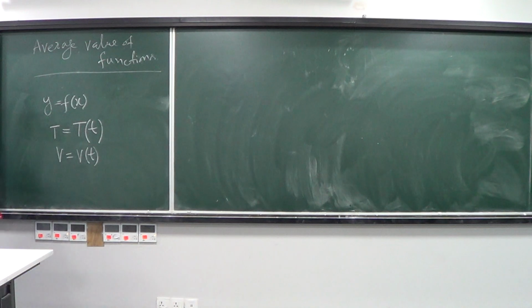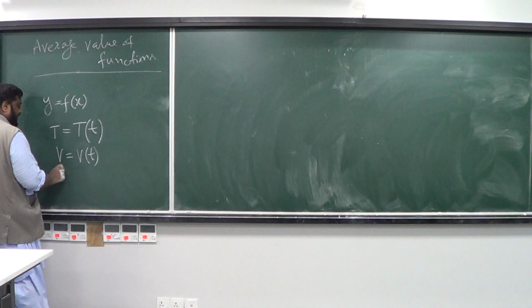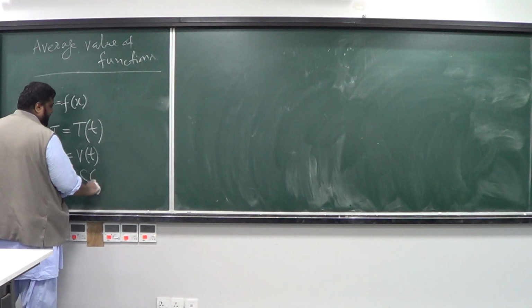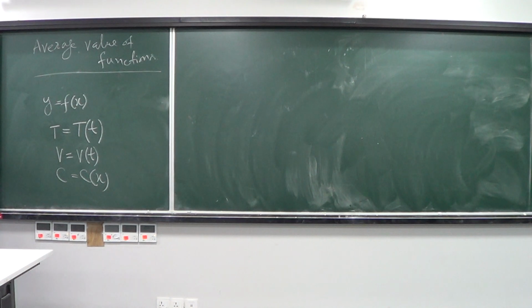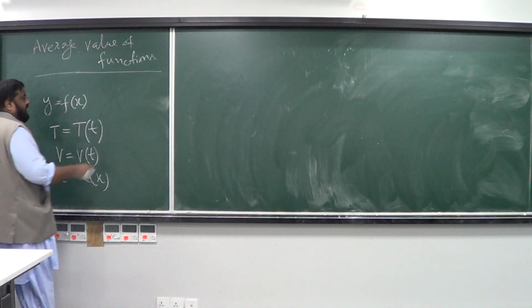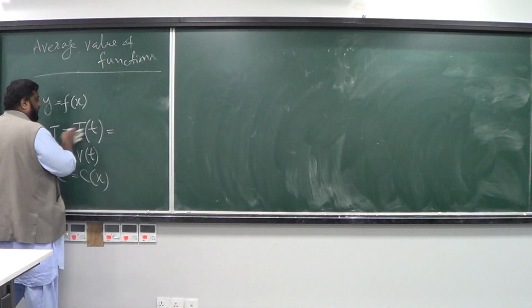At time t, you can have a function c that represents the cost of producing x units of some product. So these are functions given to you. Imagine you have been given a formula of a function.